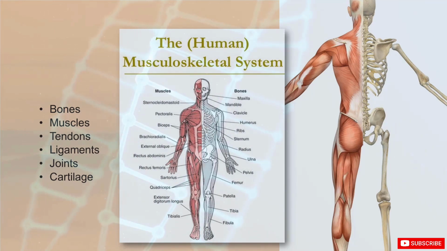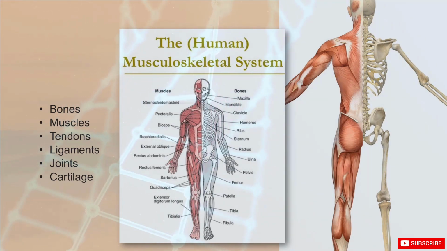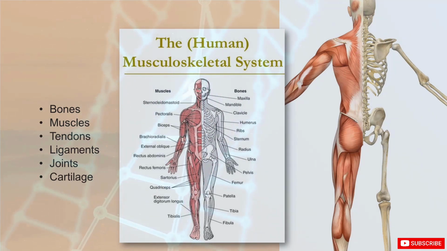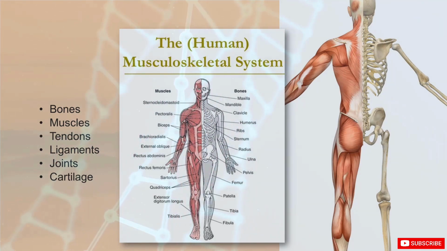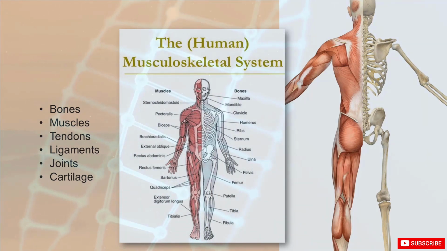Muscles. Muscles are the soft tissues responsible for movement in the body. They attach to bones via tendons, and when they contract, they generate force that allows the body to move. There are three main types of muscles in the body: skeletal muscles, responsible for voluntary movement; smooth muscles, found in organs and blood vessels; and cardiac muscles, specific to the heart.